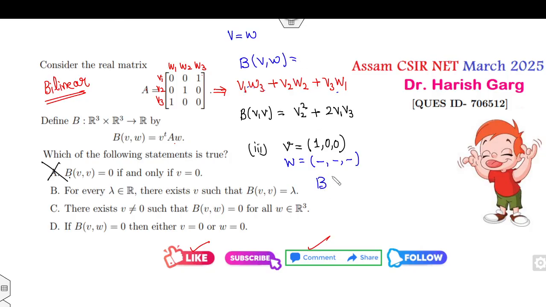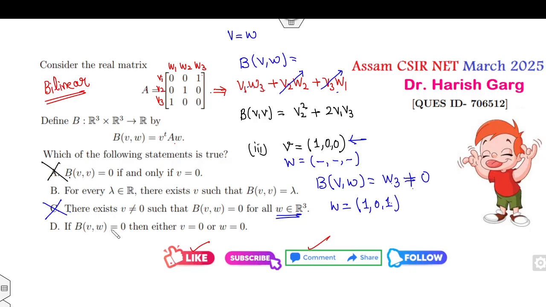So you can substitute the value at this point. What will happen? B(v, w): V2 will be 0, V3 will be 0, V1 is 1. It is 0 for all W. That's wrong. If I choose V as (1, 0, 1), then W3 is non-zero, so this number is non-zero. So the third option is also cancelled.